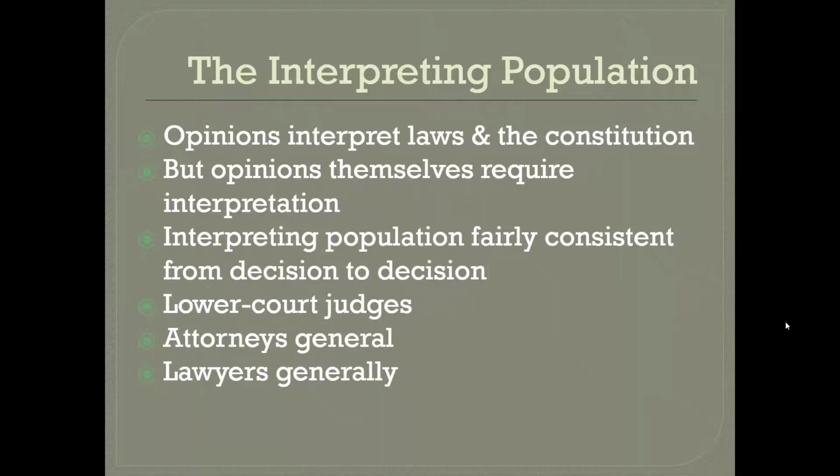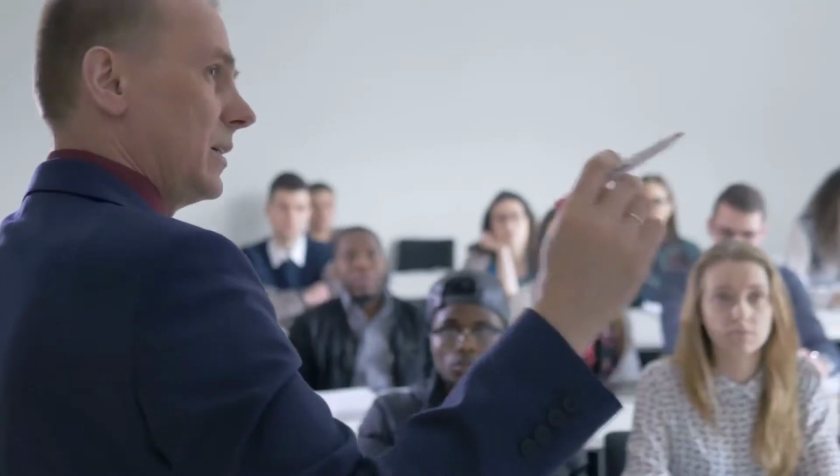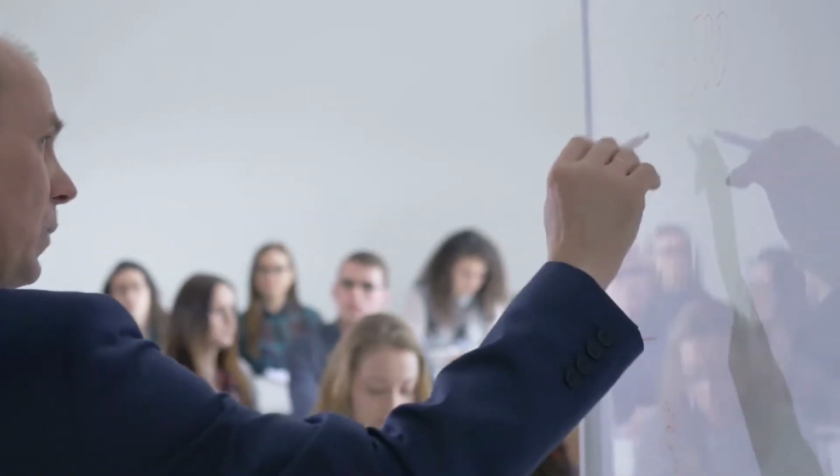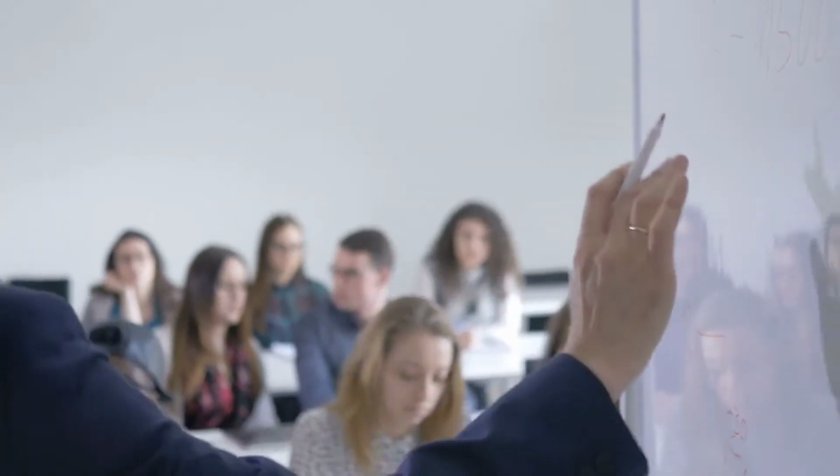Of course, attorneys general are the official lawyers for the government, but everybody who might be affected by a case, their lawyers are probably talking to them about what the court has decided and what it means for them. So lawyers are certainly part of the interpreting population. And law professors are another group that's in the interpreting population.